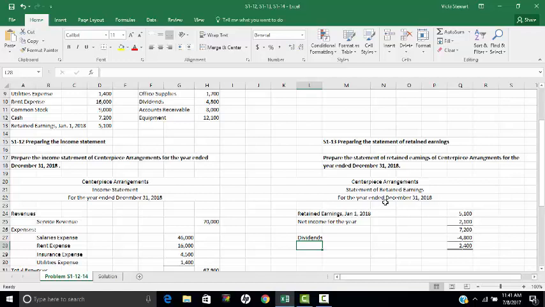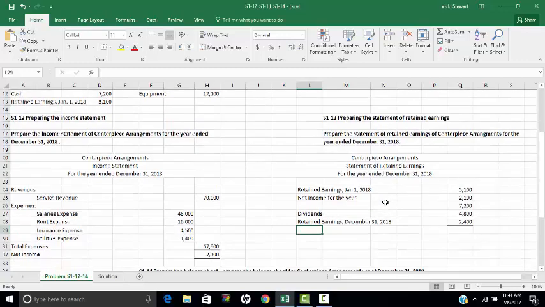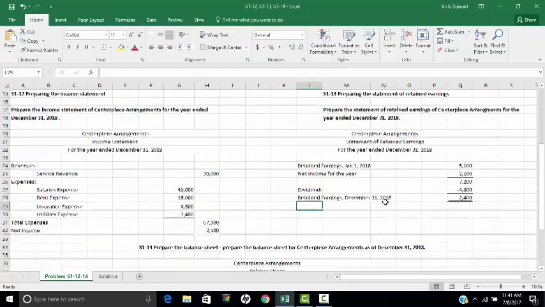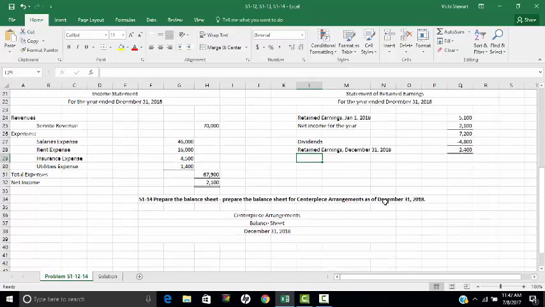And what do we have at the end? Well, we have our retained earnings balance. And what is this for? December 31st, 2018. Okay, so now we know what our ending balance in retained earnings is. And we have to have that amount before we can do the balance sheet. So again, there is an order to doing these. You have to do your income statement first and then your statement of retained earnings before you complete your balance sheet. So now we have finished those two and we're ready to do our balance sheet, which is exercise S114.